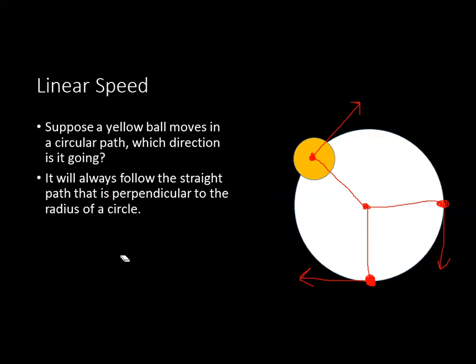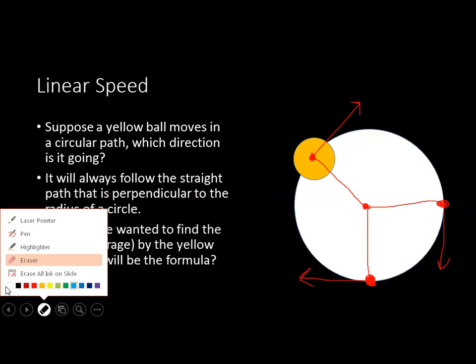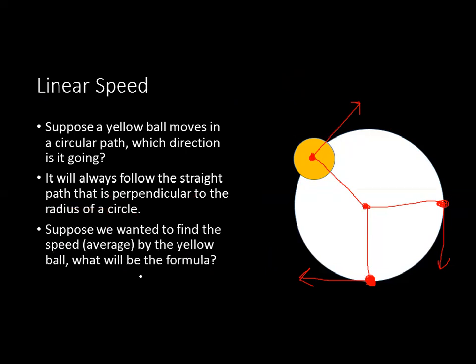All right? So now we want to find the speed of the yellow ball, like from here going here. What will be the formula? So we're going to talk about that next time.